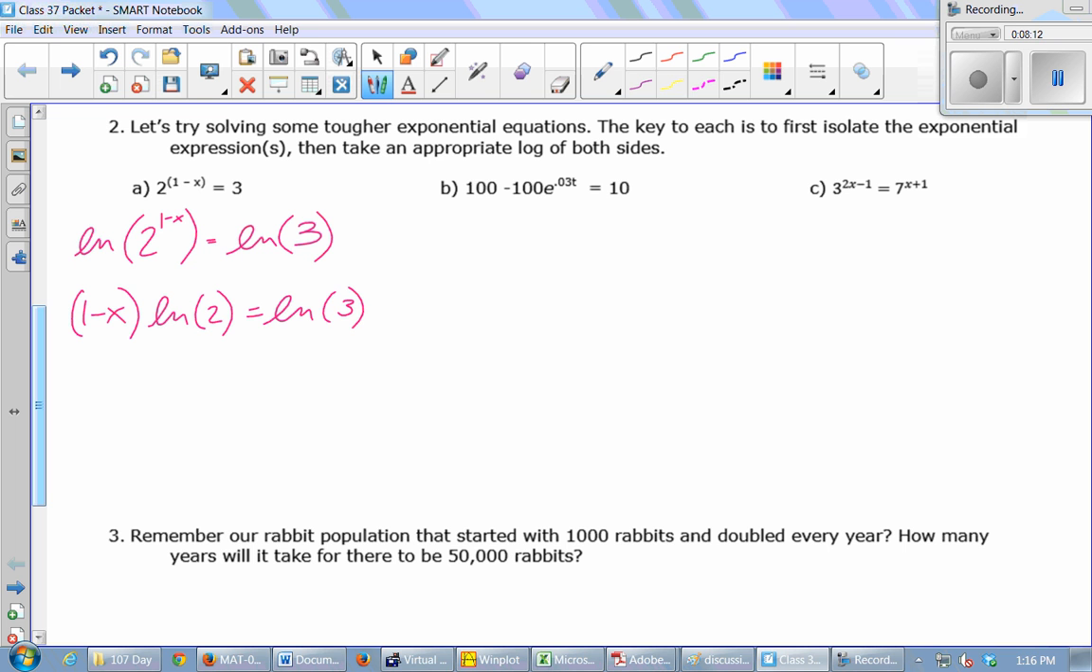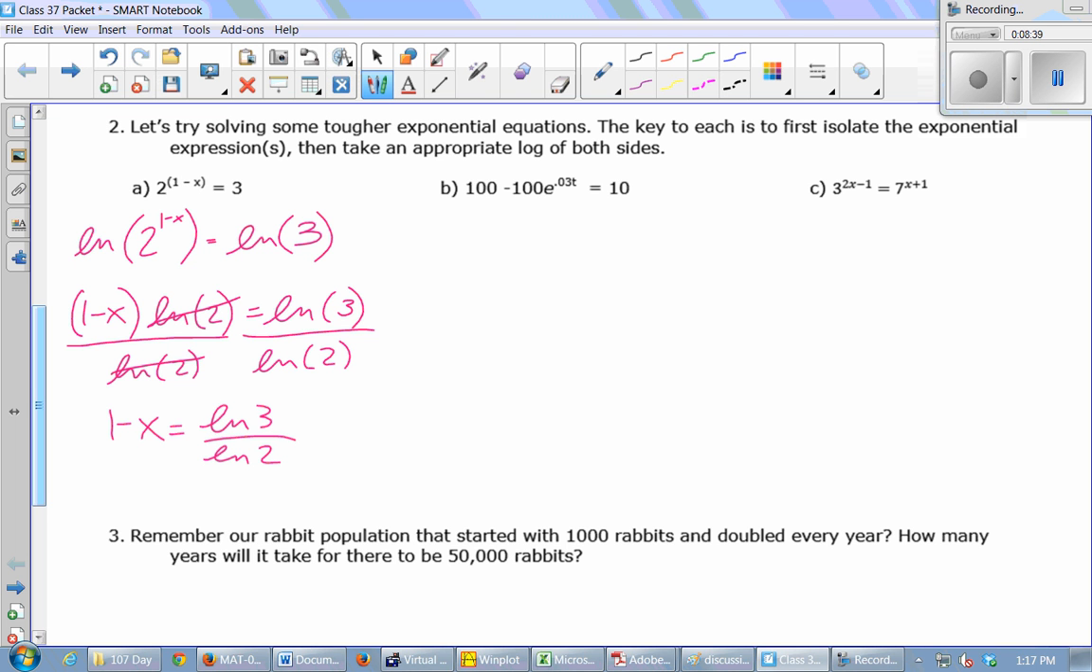So I could distribute and then solve, or I could divide by the ln of 2 right now, as long as you're pursuing the goal of getting the x by itself, right? So I can do either thing. I'm going to divide by ln 2. So over here they cancel. ln 2 is just a number. So I end up with 1 minus x equals ln 3 over ln 2.